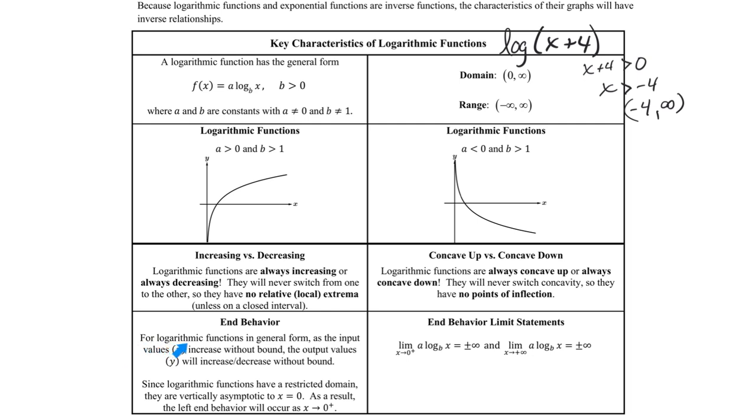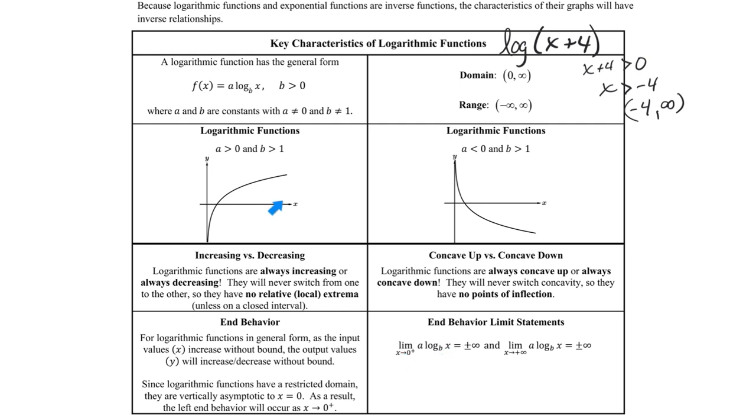So if we have a logarithmic function in general form, as the input x values increase without bounds, the output values will either increase or decrease depending on our a, okay? Since a logarithmic function has a restricted domain, there's a vertical asymptote at x equals 0. So as a result, the left end behavior would occur as x approaches 0 from the right. Okay, so our limit statements: as x approaches 0 from the right, we're going to either be going up to positive infinity or negative infinity.